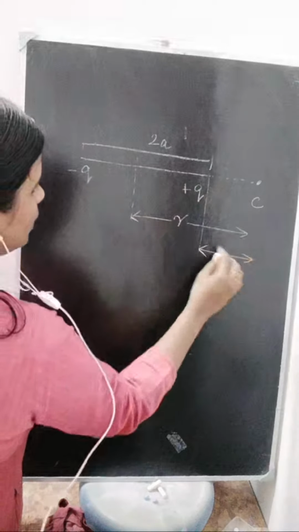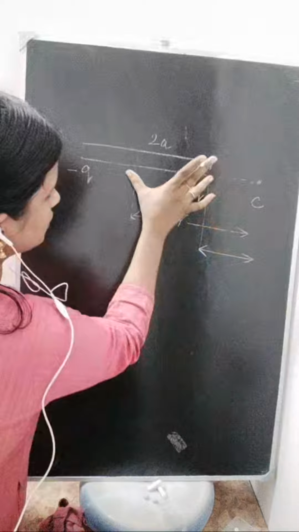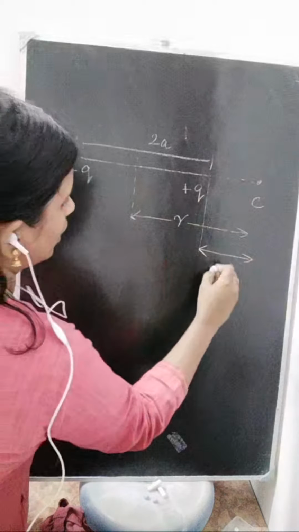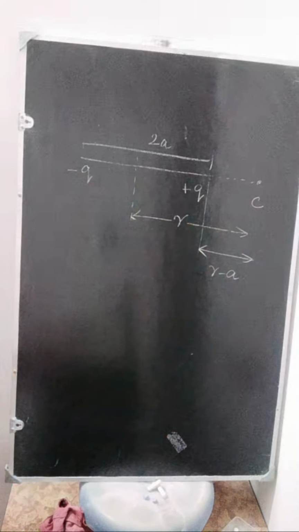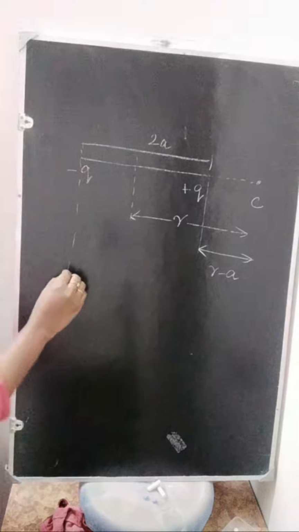Then R minus this A is the distance. This is R, this is A. So what is this one? R minus A. What is the distance from the plus Q? That is R minus A. So what is the distance from the minus Q?